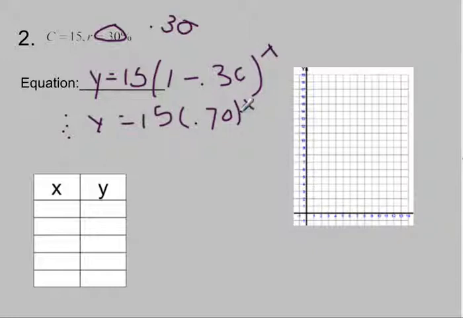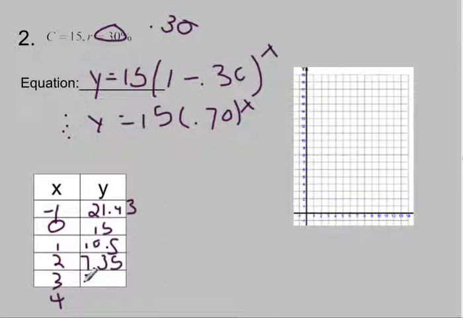So now we're going to go ahead and graph. I have -1, 0, 1, 2, 3, and 4, so I'm going to plug all of those in. When I plug in -1, I get 21.43. When I plug in 0, I get 15. I plug in 1, I get 10.5. When I plug in 2, I get 7.35. For 3, I get 5.14. And then for 4, I get 3.60.